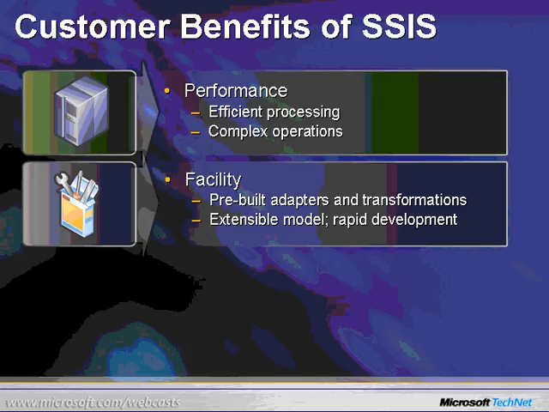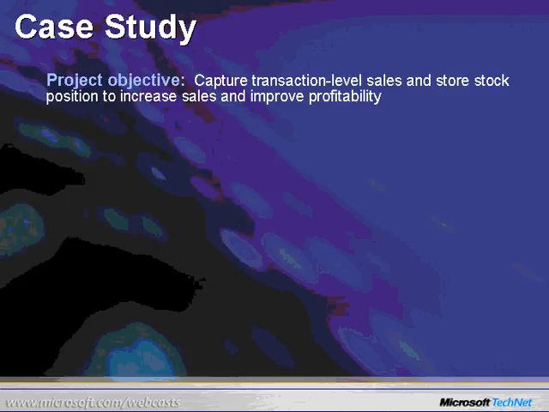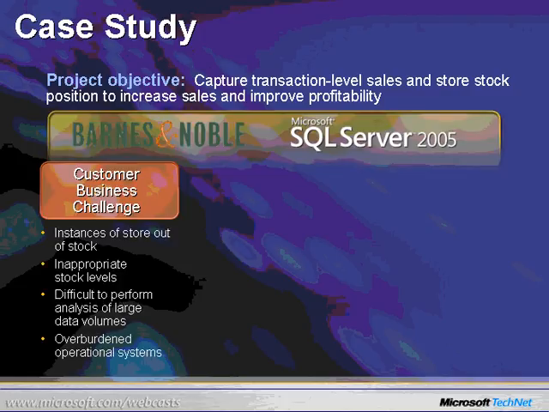Let me just briefly touch here on one case study that we've talked about. Barnes & Noble set out with the objective of using SQL Server 2005 to capture transaction-level sales and store data, particularly about their store data. They were looking at inventory levels, and they wanted to increase sales and improve performance of their business. This case study is available online at Microsoft.com/SQL Evaluation Case Studies, and just search there for Barnes & Noble, and you'll be able to download all the information about this Barnes & Noble example.